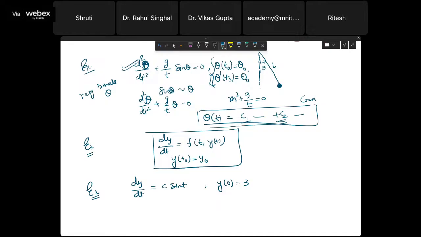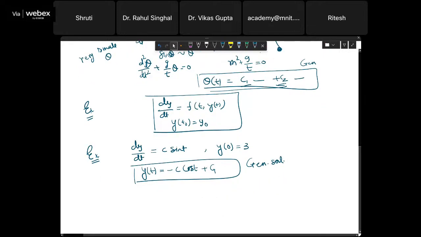You can easily solve it by integrating both sides, and we know the solution comes out as minus C cos t plus C1. This C is our given constant, and C1 is the constant of integration, a generic constant in the solution, and this becomes the general solution of our equation, right?